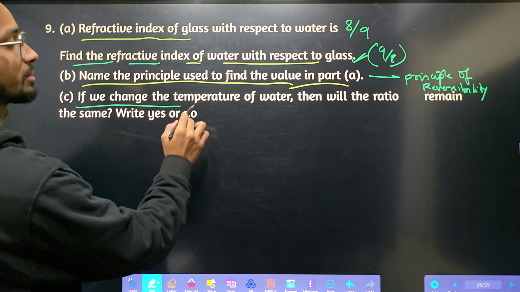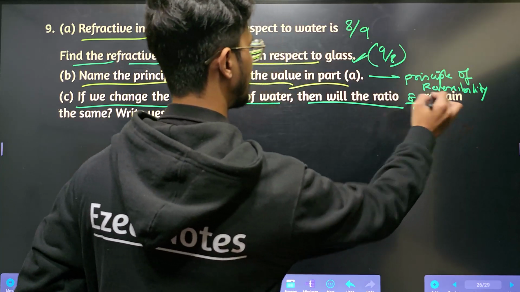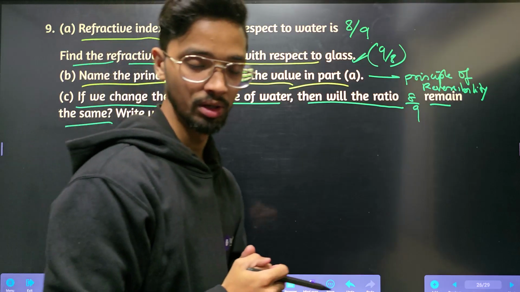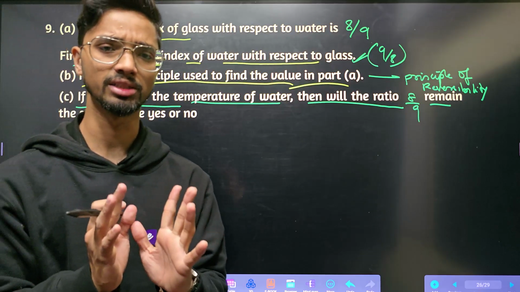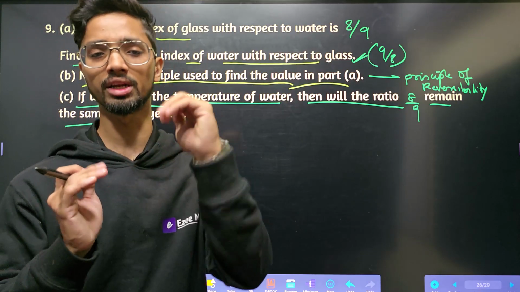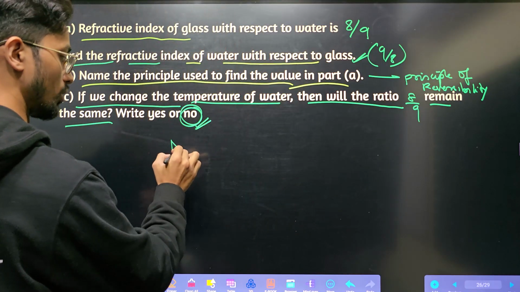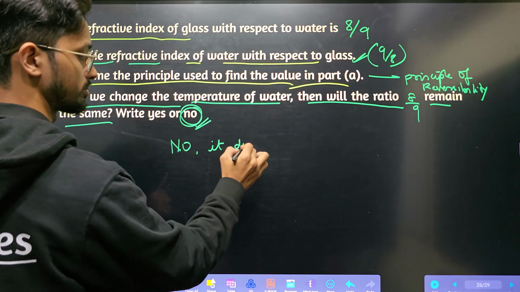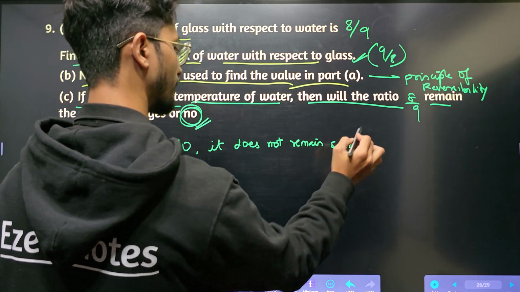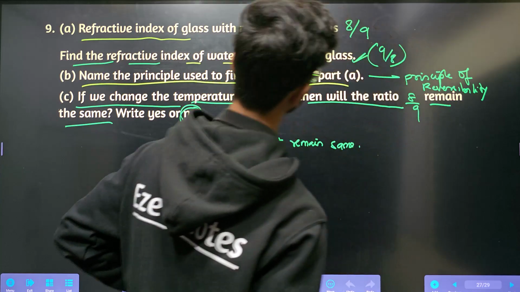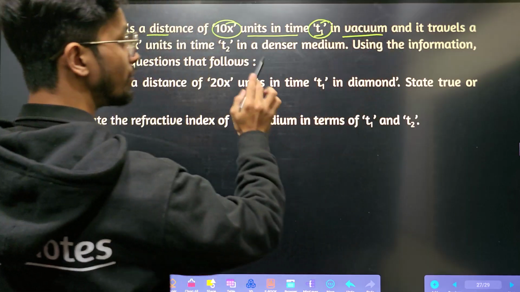Okay. Next, if we change the temperature of water, then does the ratio 8 by 9 remain the same? Yes or no? When we change the temperature, the refractive index changes, right? If we increase the temperature, it decreases. If we decrease the temperature, it increases. So it does not remain the same. No, it does not remain the same. Okay, remember.